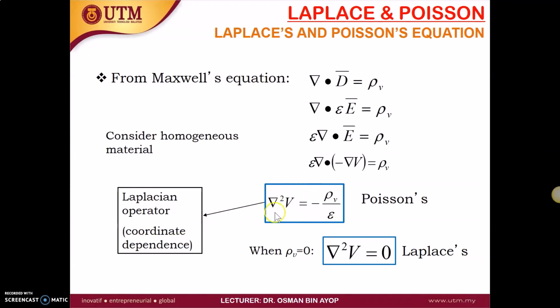And this Laplacian is based on the coordinate system, whether you are dealing with Cartesian, cylindrical, or spherical coordinates. Let's say when the right hand side of the Poisson equation becomes 0, where we don't have charge density in our system or in our region, we get del square V is equal to 0. This is known as the Laplace equation.